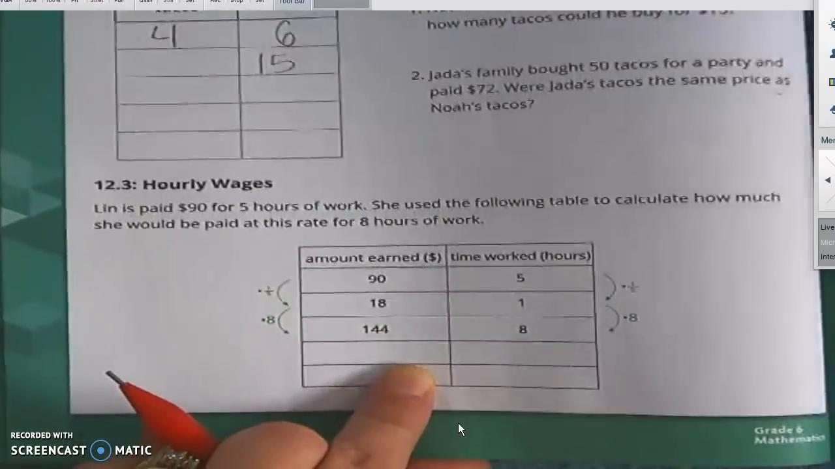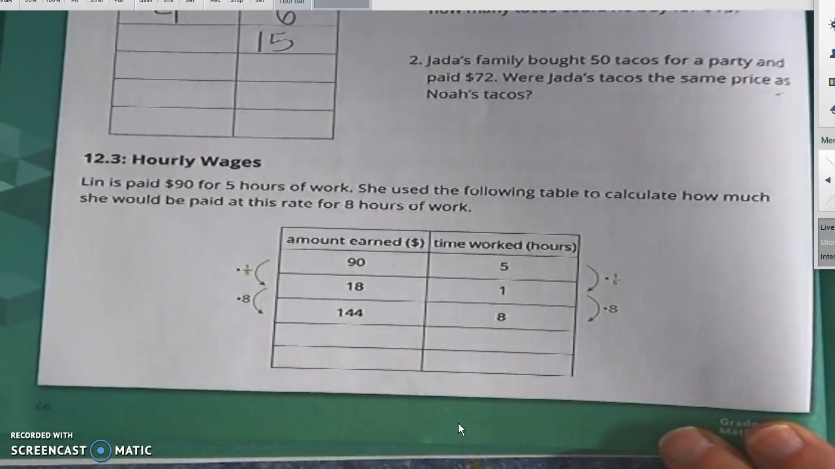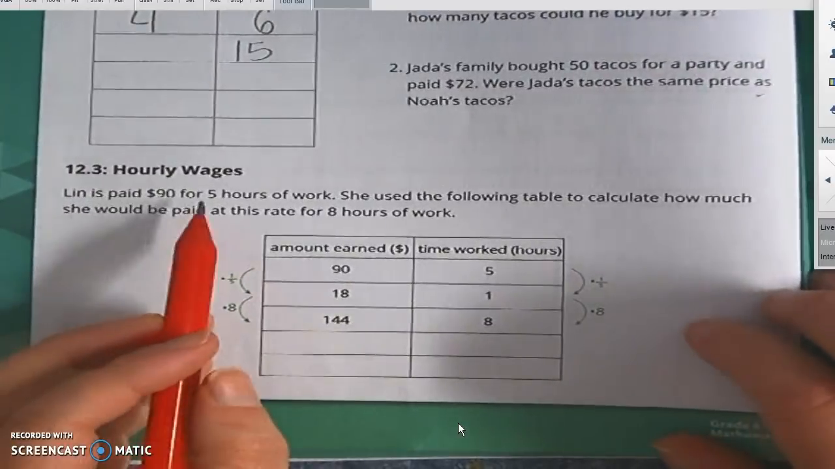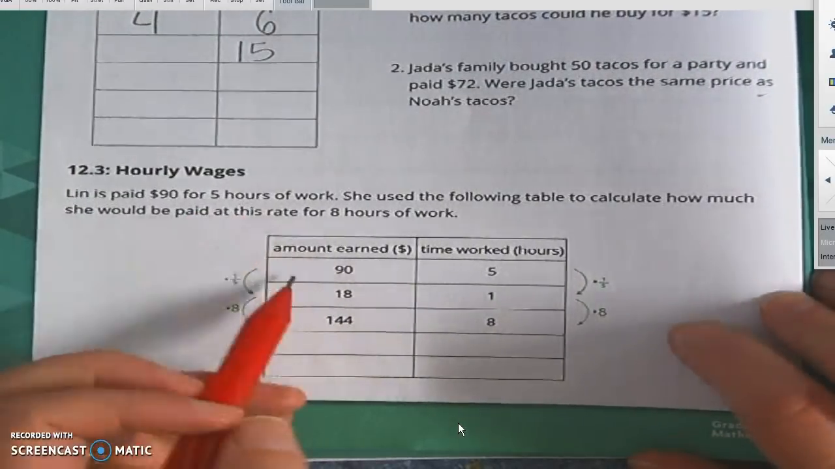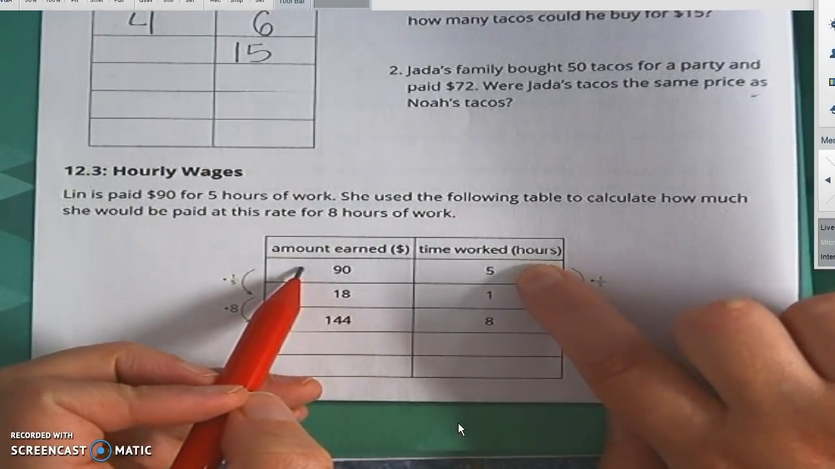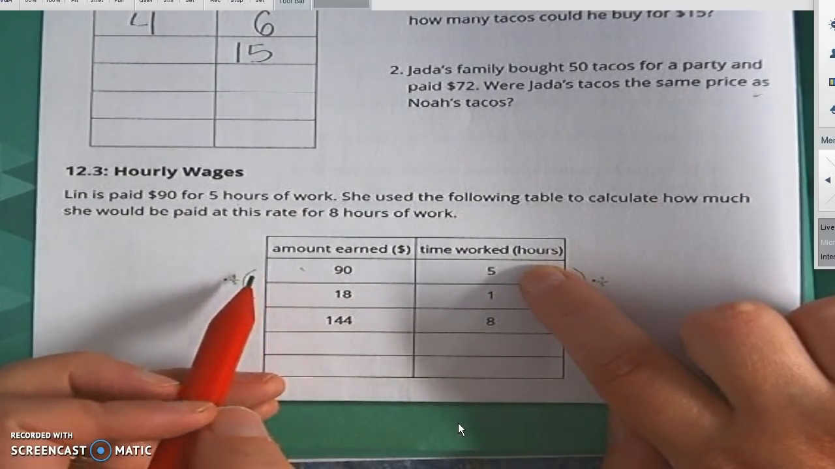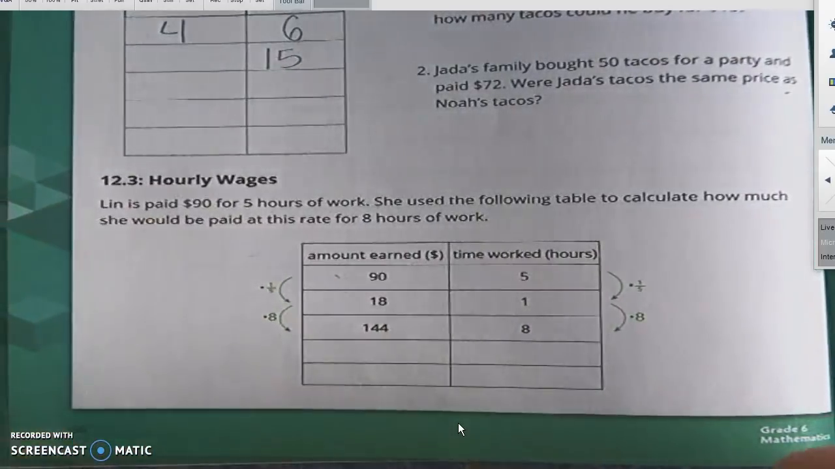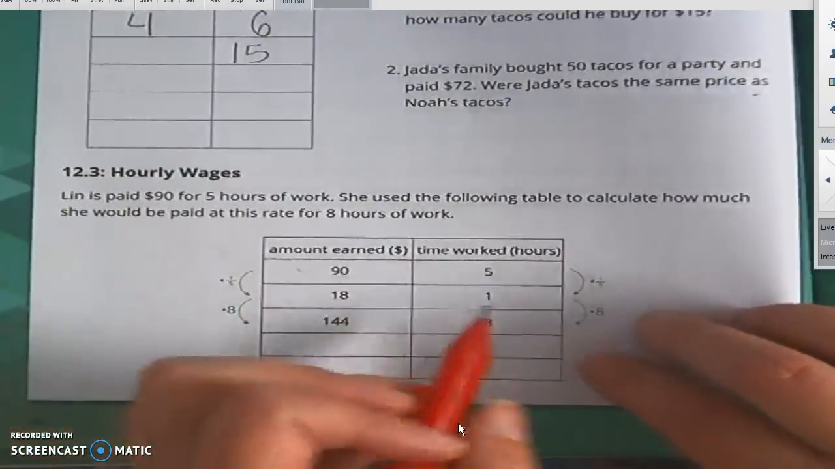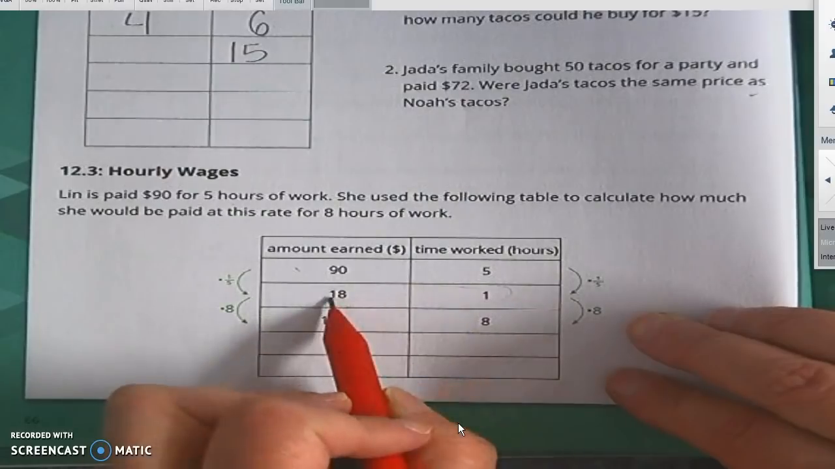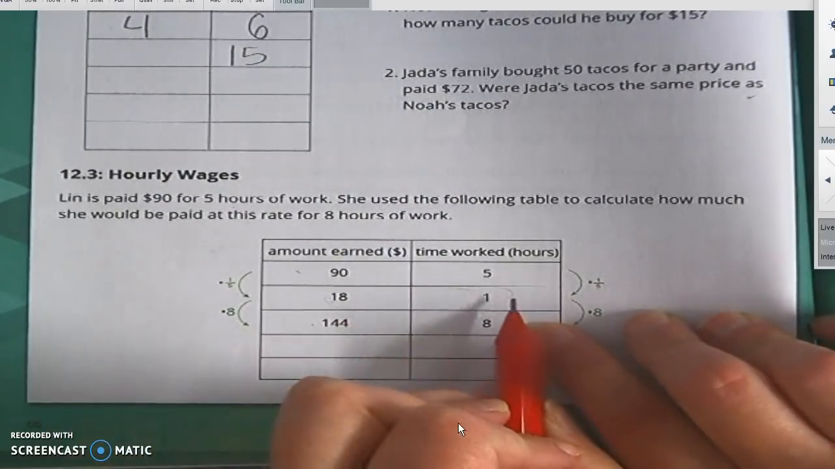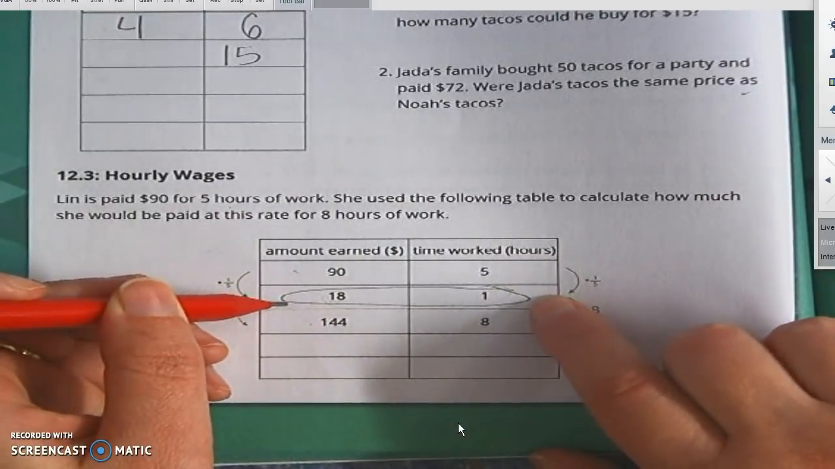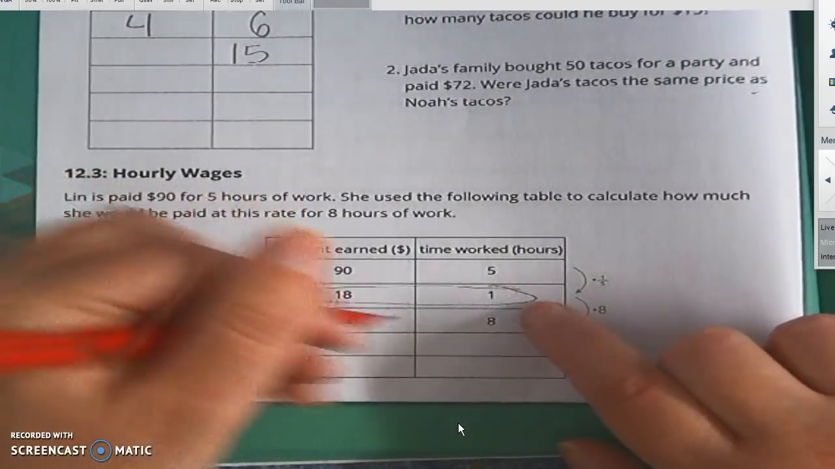Okay, so then there was also this table, and we talked about this in some of my classes and not in all of them on Friday. So now we have Lynn is paid $90 for 5 hours of work. So we have her 90 and her 5. And then we wanted to know how much she would get paid for 8 hours of work. Well, the most efficient or the fastest way to get there is to figure out how much she gets paid for 1 hour of work and then multiply it by 8. And this row of how much she gets paid for 1 hour is extremely useful to us because then we can multiply this by anything.